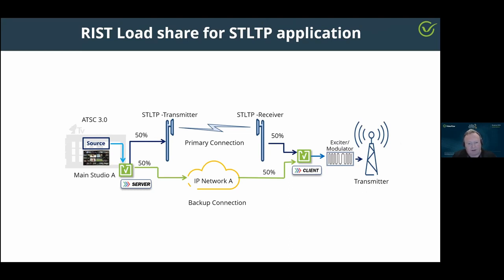We can take a feed from a studio, deliver 50% over a microwave, another feed of 50% over network, which can be internet, leased line, private cable, or another microwave. And we can then reaggregate that on the receiving end, so it's seamlessly aggregated and delivered to the exciter. So now it becomes a very fault-tolerant solution to allow the reliable delivery of the content.